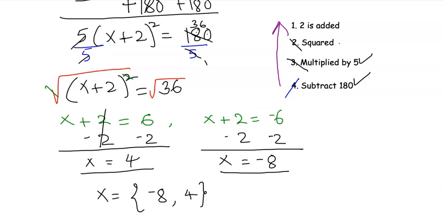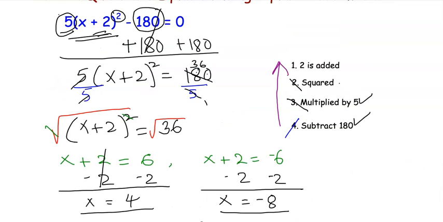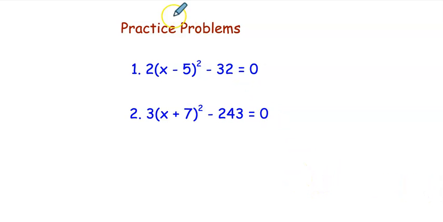Very simple. Alright, I also have two problems for you to practice. So solve this one, 2 times (x minus 5) whole squared minus 32. And how do you do that? First I'll take care of this 32, then 2, afterwards square, and finally this minus 5. Same way you can do the other one also. So please think about it and try to answer those two problems.